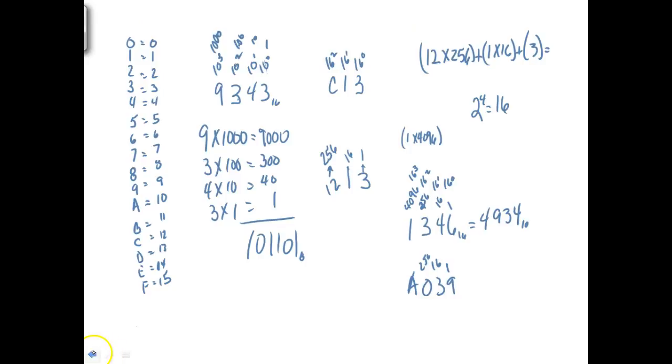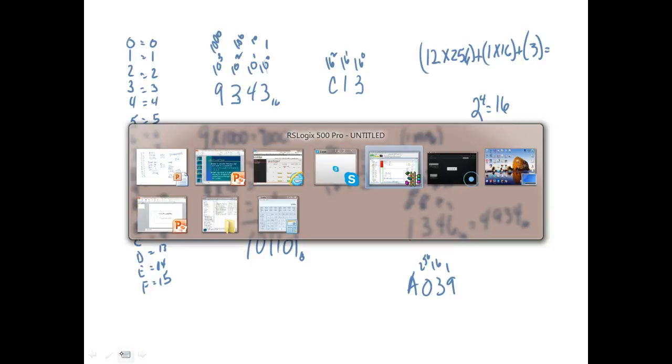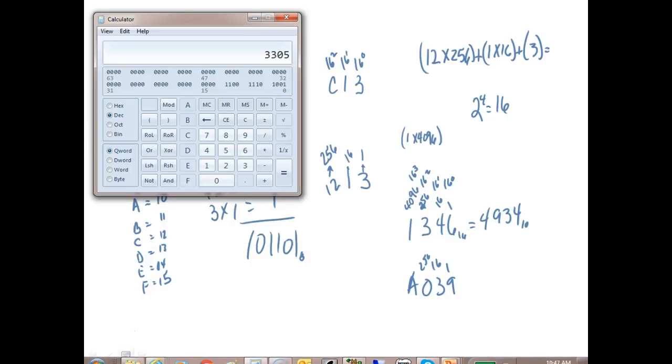Okay. So let's write down the combinations. First of all, let's look at the way we would count in binary. So this would be counting in decimal. We're very comfortable with counting in decimal, right? So 8, 9. I've run out of combinations for a digit. So what do we do? We add another digit and continue counting, right?